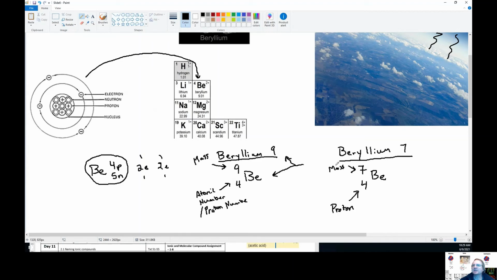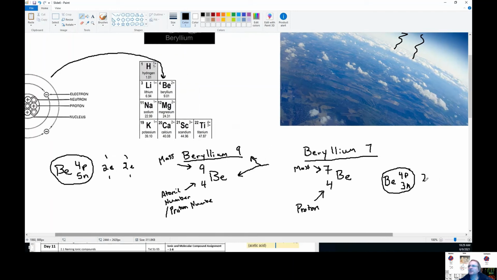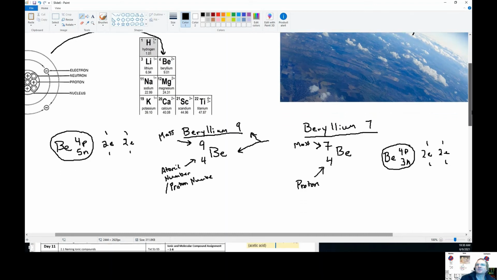Oh, that's interesting. So if we drew this, I'm really interested now. This one has 4 protons, but instead of 5 neutrons, oh, interesting, this has got 3 neutrons. So it's got a different number of neutrons. It would still have all the same 2 electrons, because those have to balance off the protons. 2 electrons there, 2 electrons there. But it's got a different number of neutrons, and that's what an isotope is.